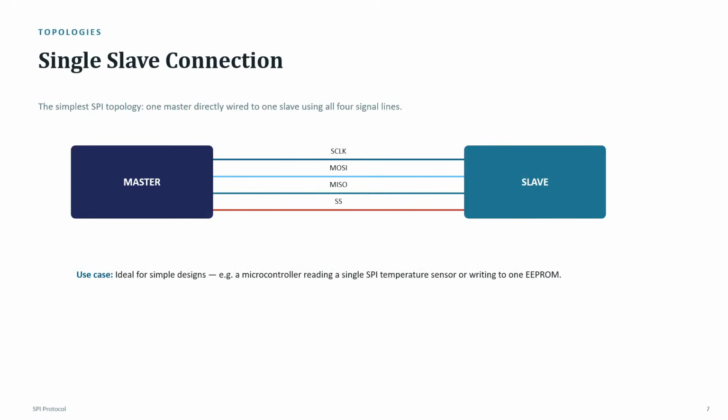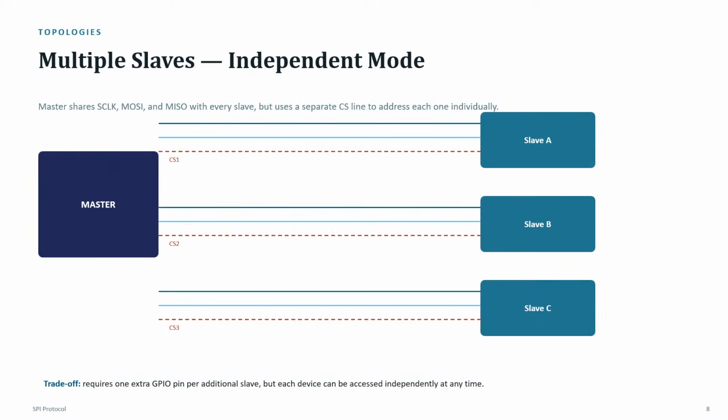And if I have a single master and a single slave, I'm going to have only four lines. One is SCLK as we have discussed now, and one is MOSI, another is MISO, and another is slave select. And it is ideal for simple designs like a microcontroller reading a single SPI temperature sensor or writing to an EEPROM. That is what we are doing in our project today.